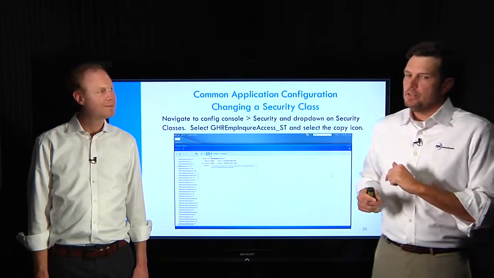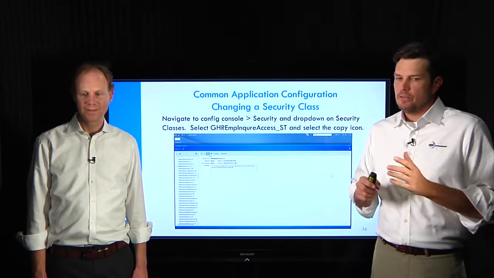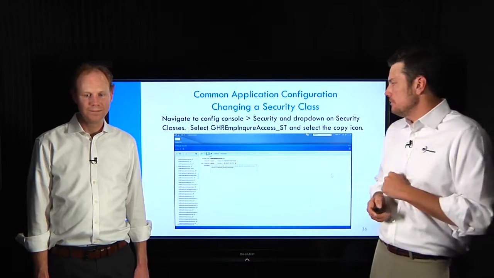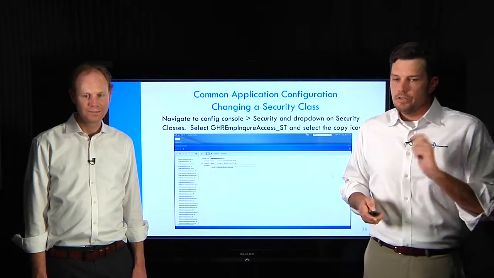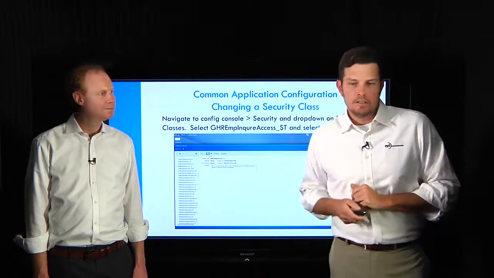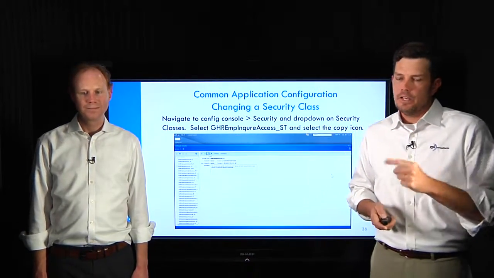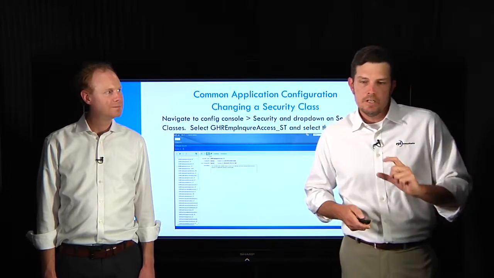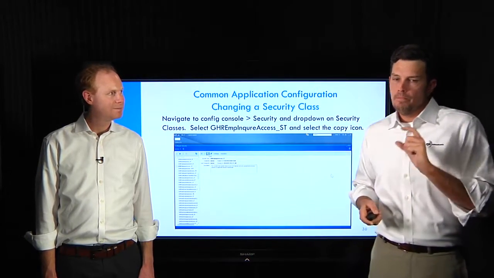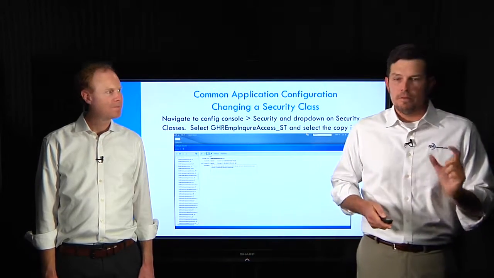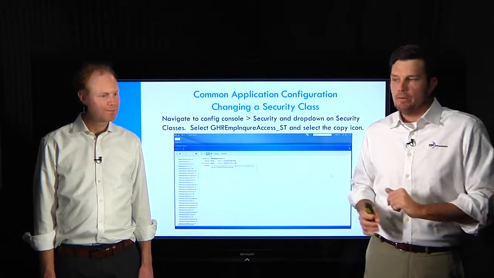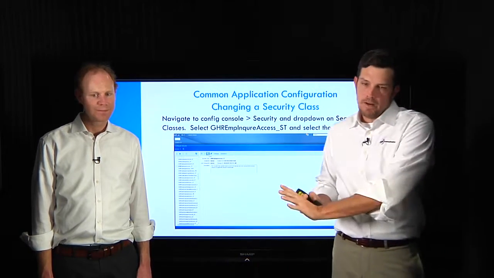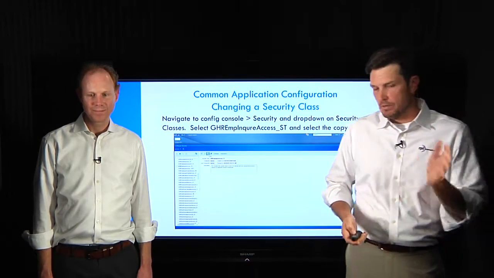Okay, so in order to change this security class, we're going to navigate to the configuration console, and we're going to choose security this time. When the security screen comes up, we're going to drop down on security classes, and that's going to bring up all of our security class list. Then we're going to find the GHR inquire access _ST role, and we're going to select copy. The reason we're going to do that is because we don't want to modify the base security class. We want to copy that over and make changes to it. That way when Infor delivers another base security class, it doesn't wipe out what we've already done. So that's why we're going to copy it and create a new one.